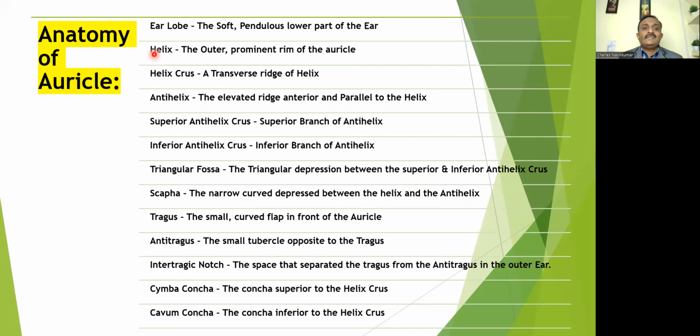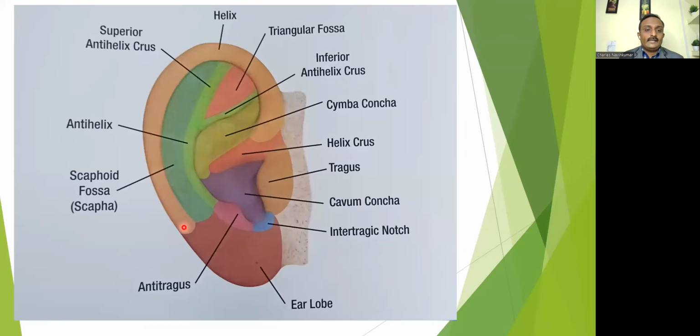The second one is called the helix, the outer prominent rim of the auricle. This is called the helix, from here to here. This portion, the orange or yellow color, is called the helix. And the inner portion, the end of the helix, is called the helix crus. The helix crus is the inner portion which is connected to the helix.